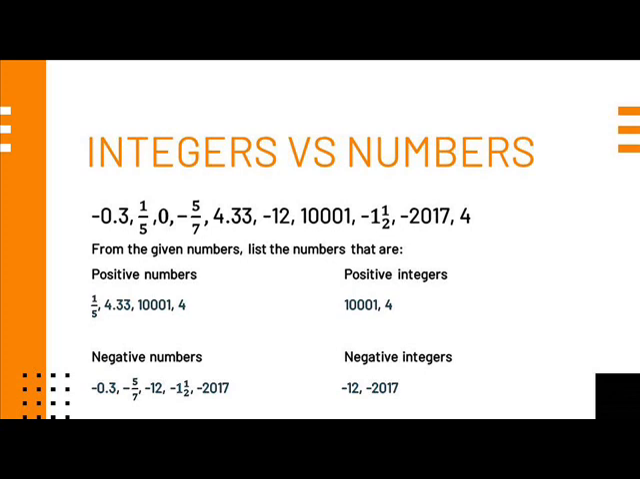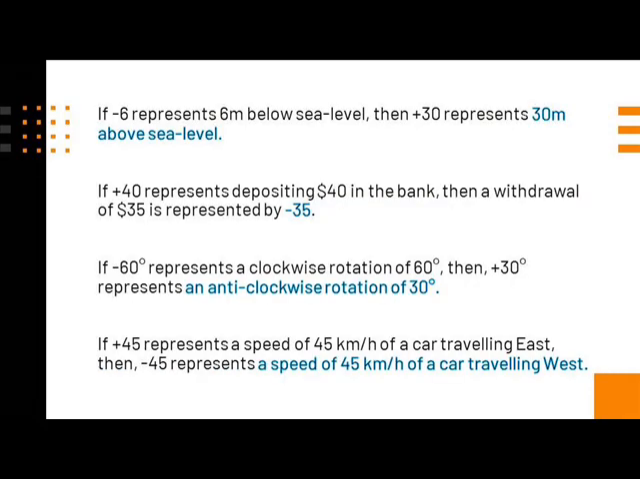So basically, if you remember that integers do not include fractions and decimals, then you can simply sort the numbers. Well, we all know that negative numbers represent opposites. That is, if positive represents a movement towards the right, then negative represents a movement to the left.